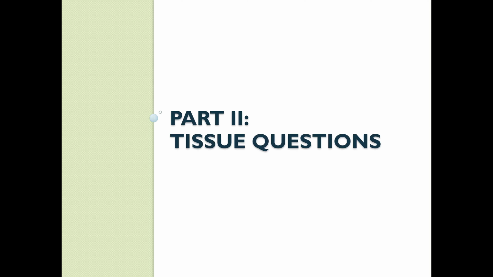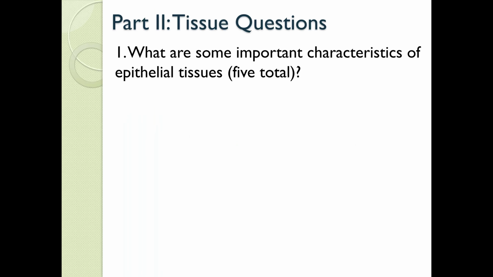This is part 2, where we will answer different tissue questions. Question number 1 says, what are some important characteristics of epithelial tissues? And there are 5 total. So you should have come up with the following answers.